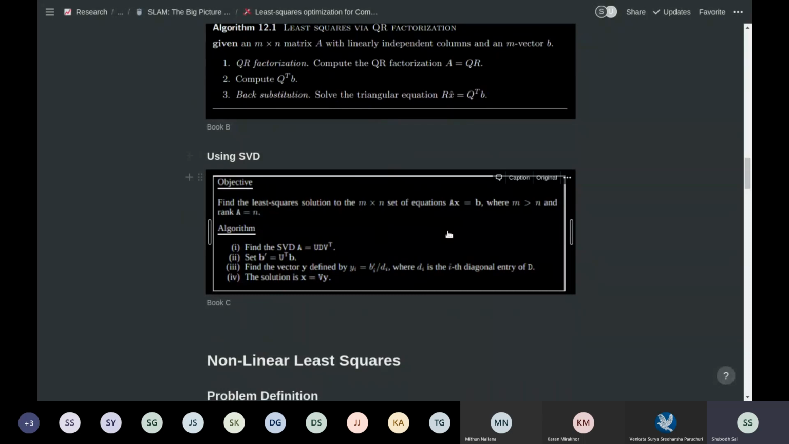If you want to see the derivation or if you want to go deep, you can go deep into it. This is the algorithm using SVD. You do an SVD and then define B dash as U transpose B, and then you define another vector Y, which is given by bi by di. M is greater than n, so you'll only have n yi's here, and then you apply your V into Y. That will be your solution. I'm not going into too much detail here as well. You can take a look at the book C.